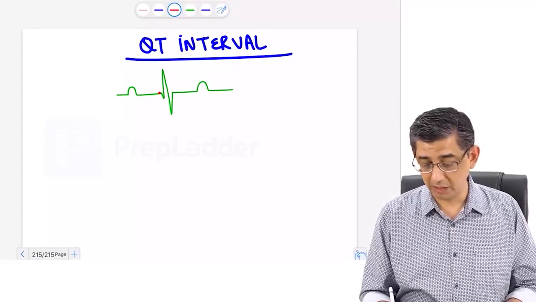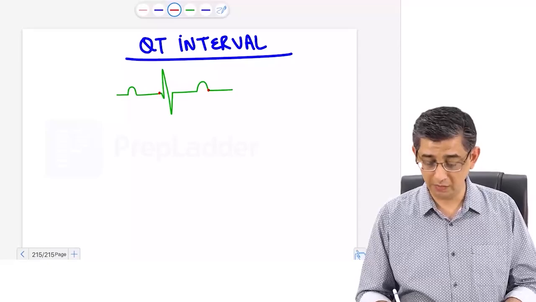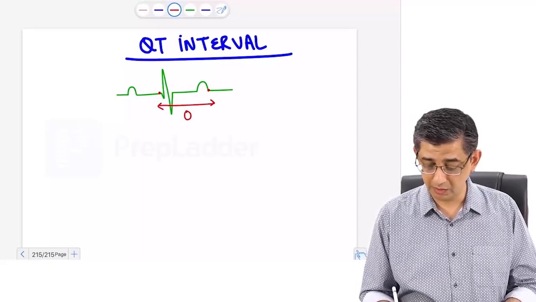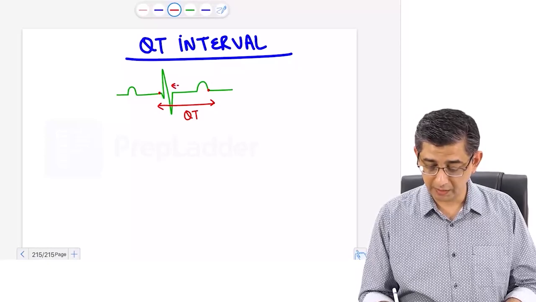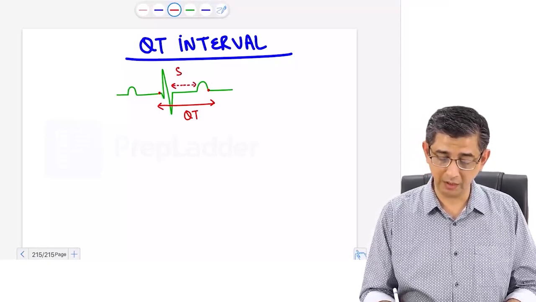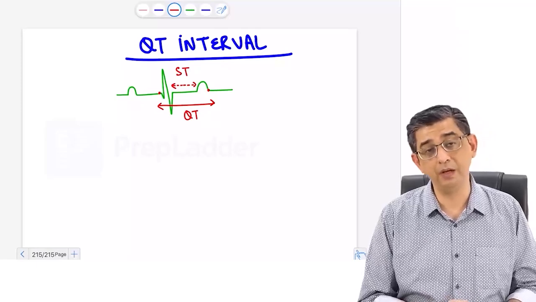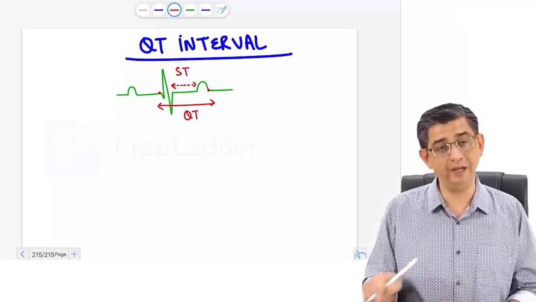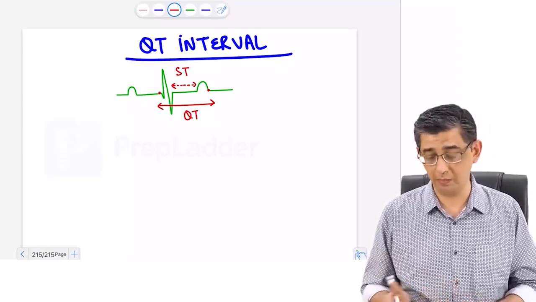QT interval will be starting from the starting of the Q to the end of the T wave. This entire duration is called as QT. In contrast with what I've highlighted at the moment, that is the end of the S and the starting of the T wave, that is the ST segment. The words are starting and end and starting. That final difference has to be kept in mind.